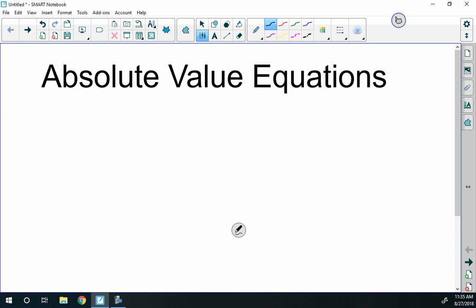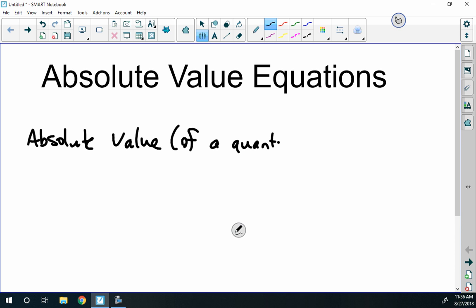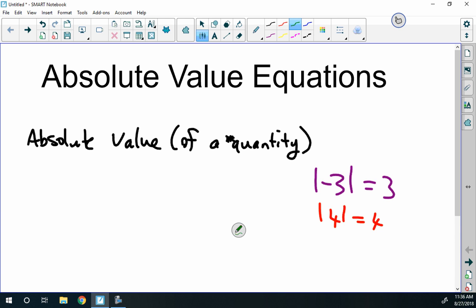So absolute value equations. Before we do that, we probably ought to define, first of all, what absolute value of a quantity is. And I'm going to put an asterisk there, of a quantity, because everybody knows, and when I say everybody, I mean everybody knows that the absolute value of -3 is 3. And everybody knows that the absolute value of 4 is 4. And everybody knows that the absolute value of -88 is 88.